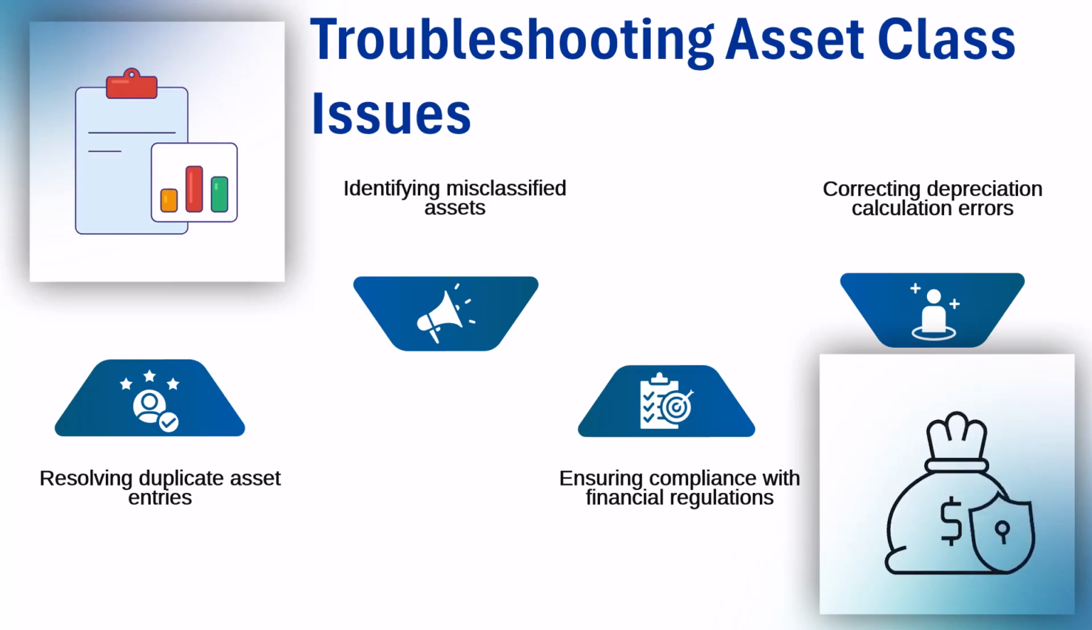Troubleshooting asset class issues. It's like debugging a stubborn software glitch. First, misclassified assets. Because a truck is not office furniture. Depreciation errors. Overestimating or underestimating can make balance sheets messy. Duplicate entries. Avoid those, unless you want twice the confusion. And compliance, always key. Because no one likes financial penalties sneaking up like an unexpected exam.